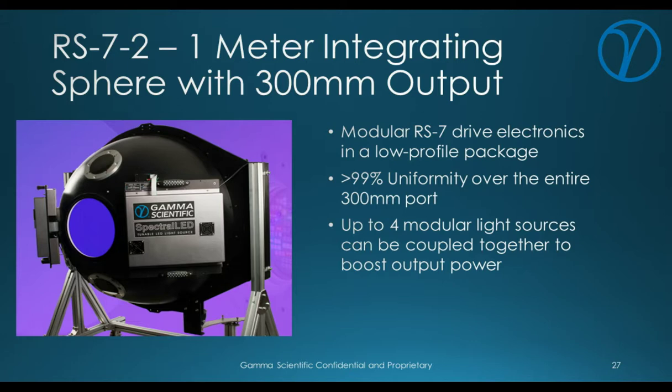And that 300 millimeter port has greater than 99% uniformity, so that large integrating sphere does a great job of mixing and providing spectral and spatial uniformity. And as I mentioned, the modular light sources allow you to boost the output power. As you can imagine, the larger integrating sphere attenuates some of the signal, so by putting on up to 4 sets of electronics, you can get your power levels back up. We can offer this type of configuration in other size integrating spheres as well if necessary.